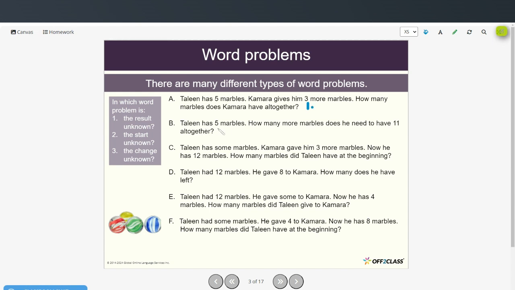So Talene has 5 marbles. How many more marbles does he need to have 11 marbles? Well, here again we know the start and we know the result, but we don't know the change. Talene has some marbles and Kamara gives him 3 more marbles. Now he has 12 marbles. How many marbles did Talene have at the beginning? Well, here the start is unknown.